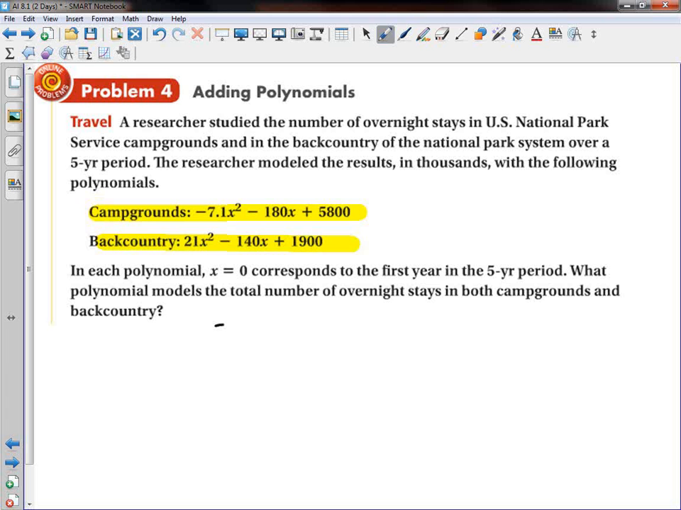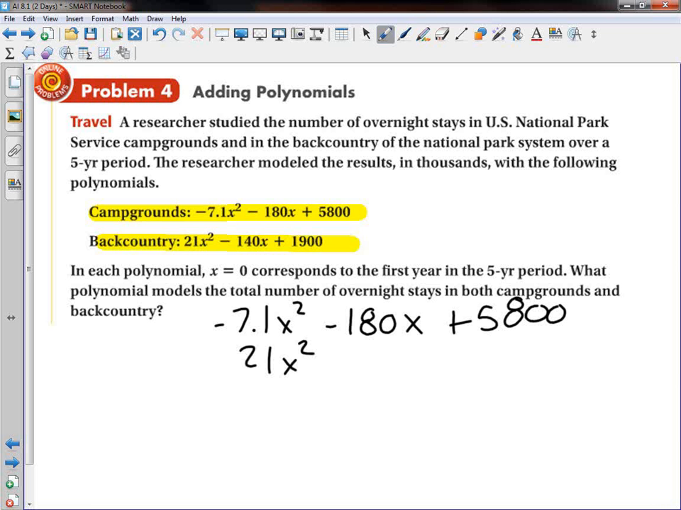So what we're going to do is rewrite them down here so that the common terms are in columns. Since I have x squared first, I'm going to write 21x squared, so I have my x squares together. And then I'm going to have minus 140x and plus 1900, right? Okay. So now that they're all in columns, I can clearly see which ones are my like terms, because my like terms should be stacked above each other.